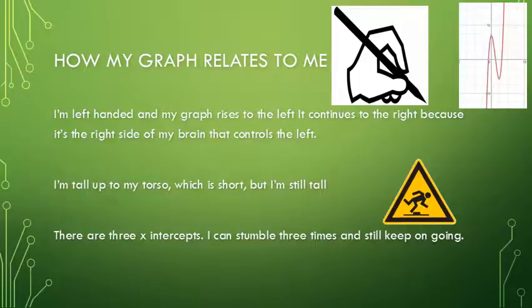My graph relates to me in many different ways, such as physically, I'm left-handed, and my graph rises to the left because it's more dominant, but it continues to the right because it's the right side of my brain that controls my left. I'm tall up to my torso, which is short, but I still end up being taller than other people somehow. There are 3 x-intercepts. I can stumble at least 3 times and still keep on going. I won't stop.